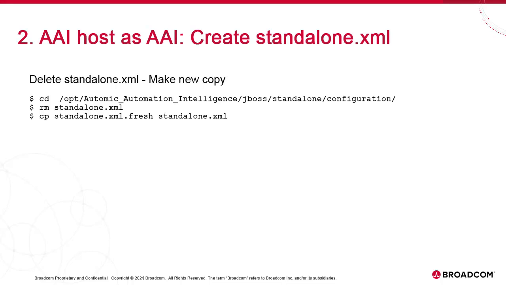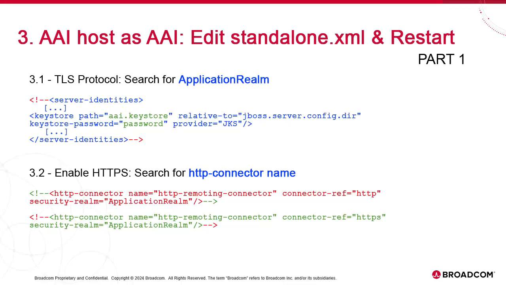The second step in securing the AAI server is to update standalone.xml. We're still in the AAI host, but we su to AAI. We head to the jboss/standalone/configuration directory, delete the existing standalone.xml, and recreate a new one based on the .fresh file. Next, we edit standalone.xml as user AAI. This is part 1 of 2.